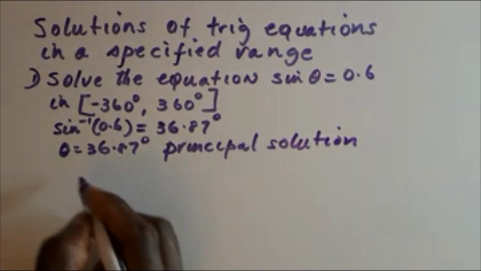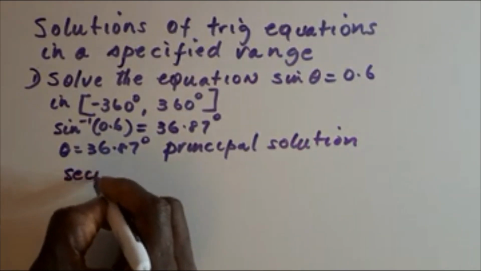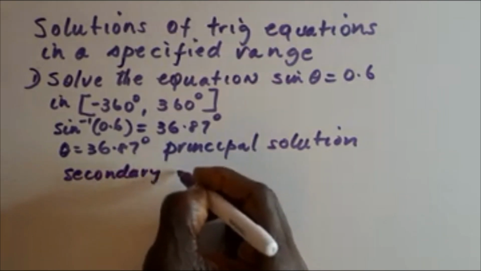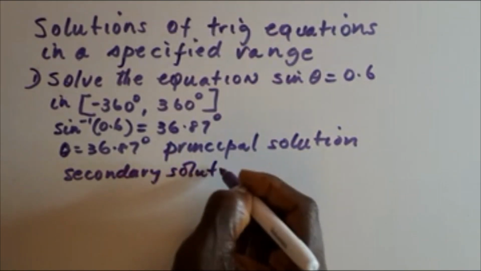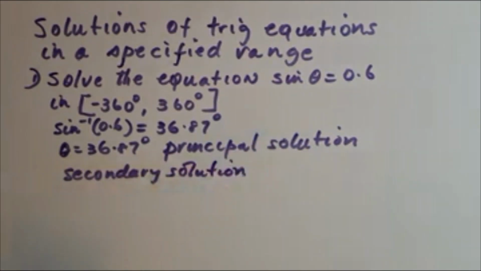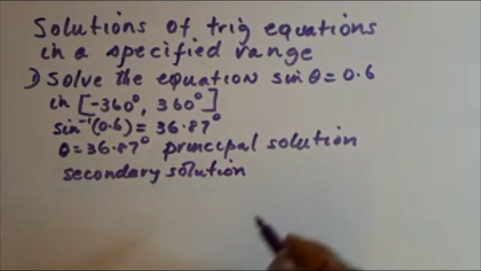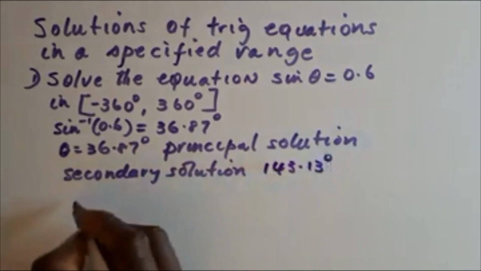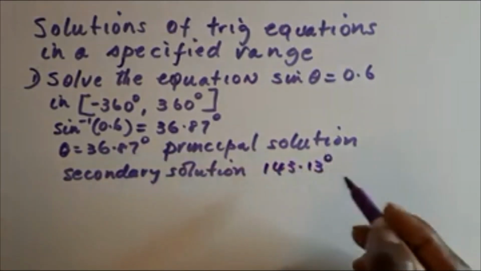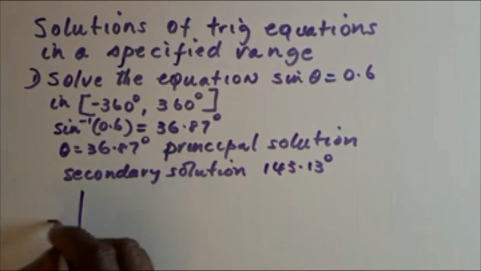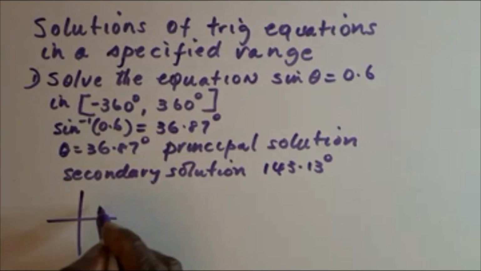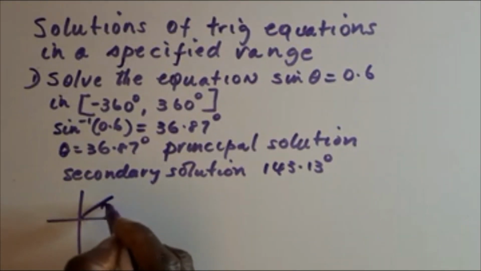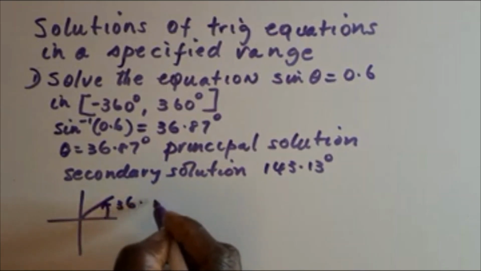The secondary value or solution is 143.13 degrees. I'll show you on a little sketch here. We have, say, that's about 36.87.